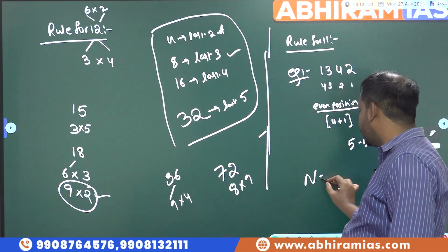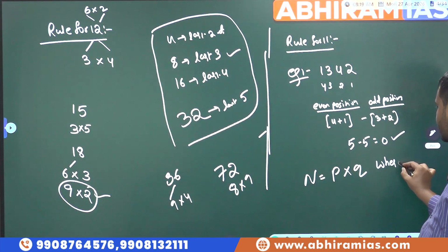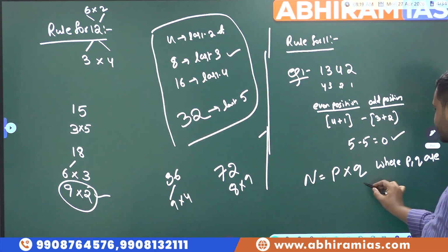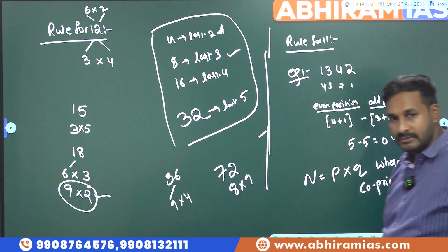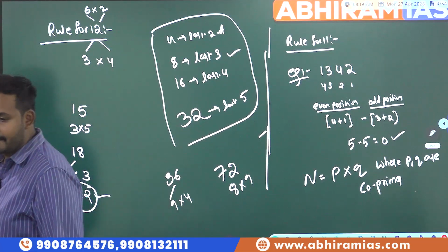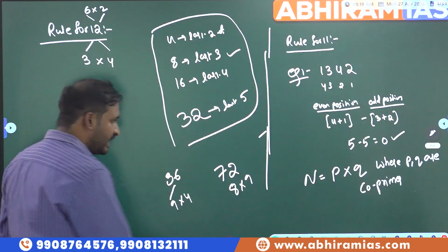N is equal to P into Q, where P, Q are co-primes, then any number which is divisible by both P and Q is divisible by N.